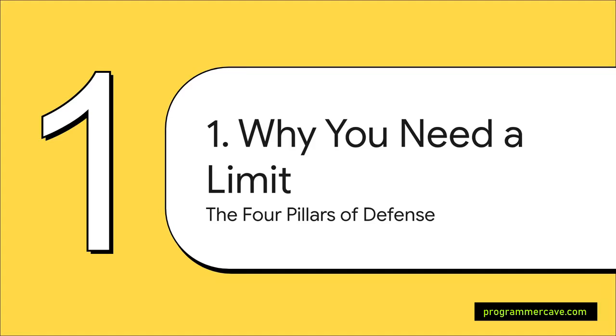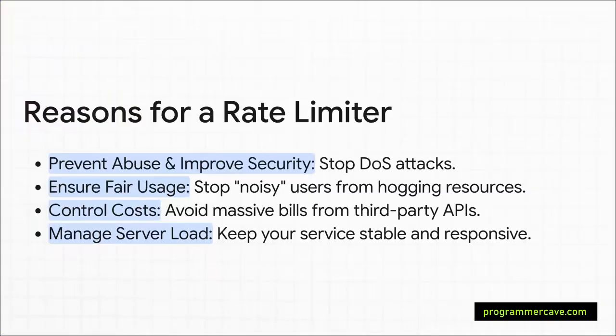Okay, so why is controlling traffic so crucial anyway? It really all comes down to what you could call 4 pillars of defense, the things that keep a service both resilient and reliable. Let's dig into them. First off, security. A rate limiter is your front line of defense against things like denial of service attacks. It's huge. Second, it ensures fair usage. You don't want a single noisy neighbor hogging all the resources and wrecking the experience for everybody else.